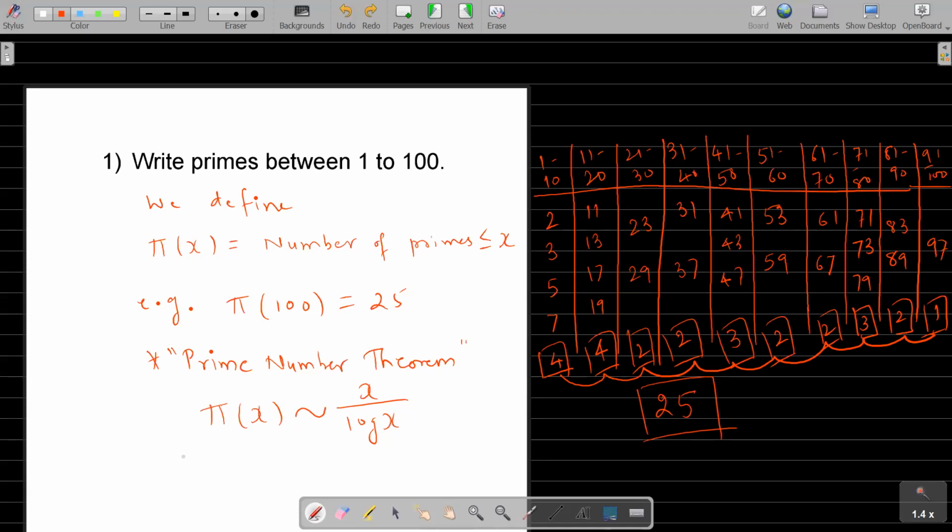Sir, but how is pi of 100 equal to 25? It is the number of primes.